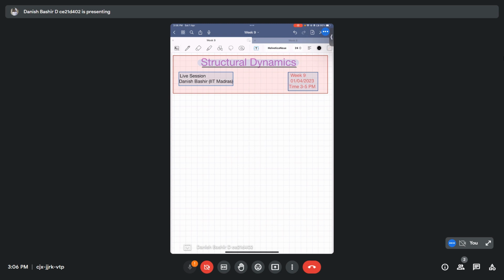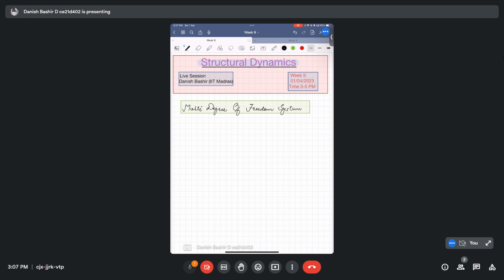For example, I am going to start with multi-degree of freedom systems. Multi-degree of freedom systems are those systems in which there is more than one degree of freedom present. So what do I mean by that?